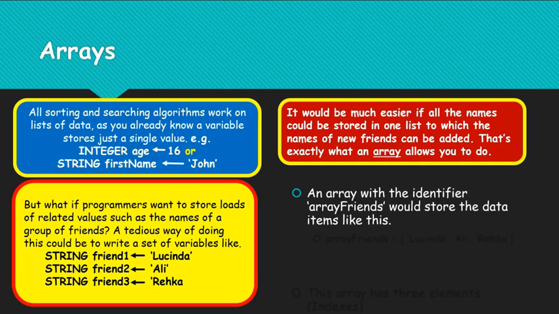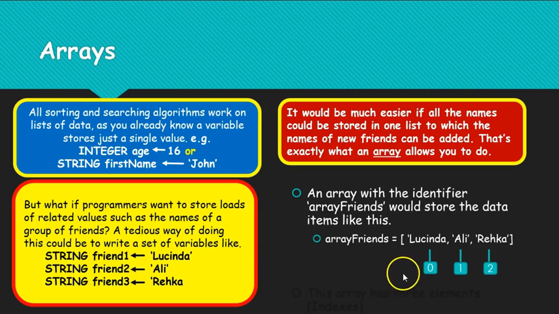Okay, so an array with an identifier, array friends, would store the data items like this. You'd have this array called array friends, and within here, that's supposed to be an arrow there, you've got three names. You've got Lucinda, Ali, and Rekha. Now, initially we gave variable numbers. We gave friend 1, friend 2, friend 3.